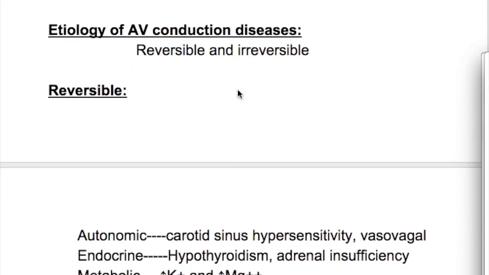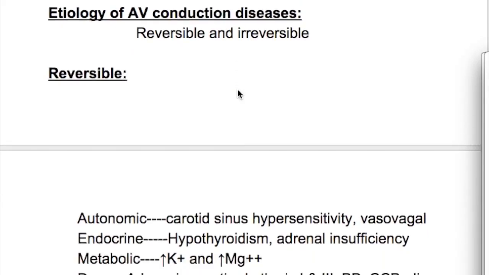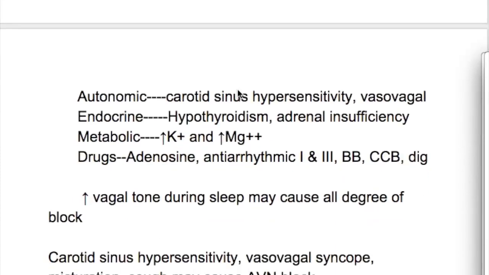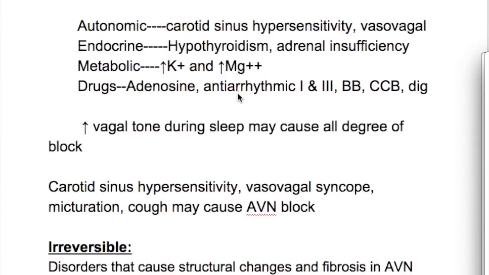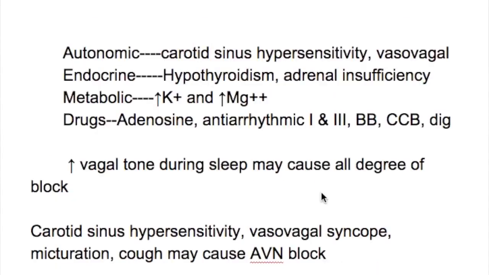Now what are the etiologies of AV conduction diseases? Reversible and irreversible. What are the reversible causes? Autonomic, number 1. Carotid sinus hypersensitivity and vasovagal stimulation. What's the difference between vasovagal and vagal stimulation? Vagal stimulation causes bradycardia only and involves the parasympathetic system. The vasovagal response involves both sympathetic and parasympathetic. It causes bradycardia and vasodilatation. And what's vasodepressor syncope? In vasodepressor syncope, there is sympathetic withdrawal only.